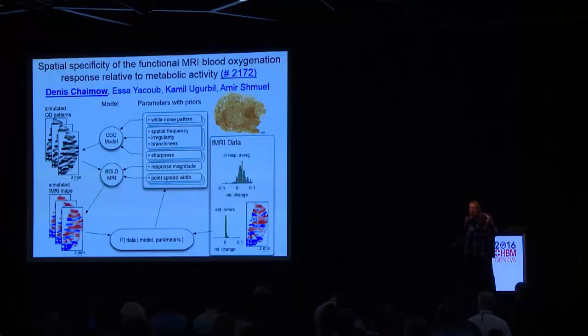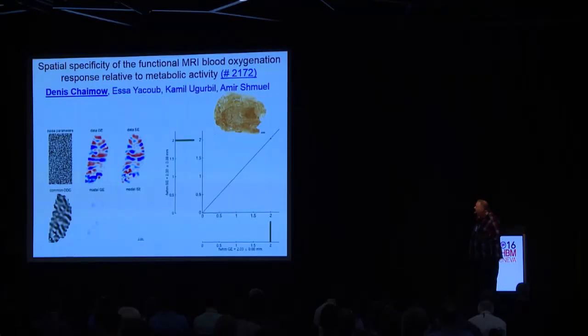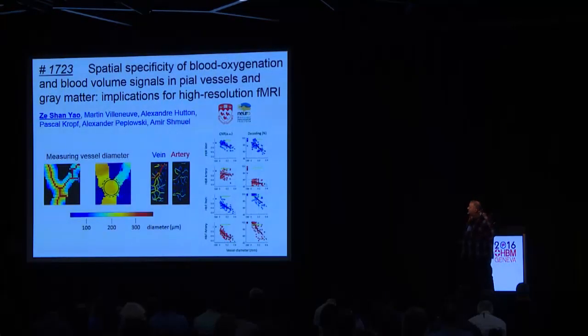And lastly, he recently fitted the model that I presented at the very beginning to ocular dominance columns data that I obtained with Essa Yacoub previously at the University of Minnesota, in order to quantify the spatial specificity of the functional MRI blood oxygenation response relative to neuronal activity in a differential analysis setting. And lastly, we present the spatial specificity of pial vessels as a function of their diameter, with implications for optimizing fMRI of cortical columns.